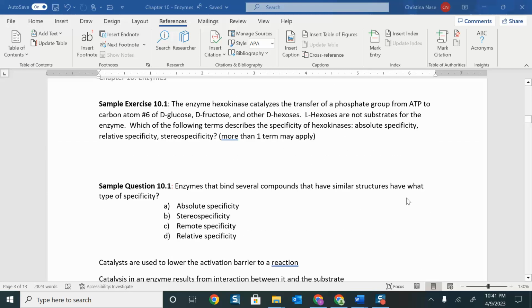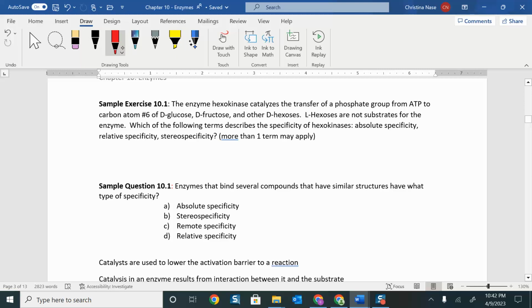So let's see if we can apply these definitions to a particular case here. The enzyme hexokinase catalyzes the transfer of a phosphate group from ATP to carbon 6, that's very specific, carbon atom number 6 of D-glucose, D-fructose, or D-hexose. The L hexoses are not substrates. So right away you can tell that this only works on D but not L. That it's going to be stereospecific for sure, but there's more than one.